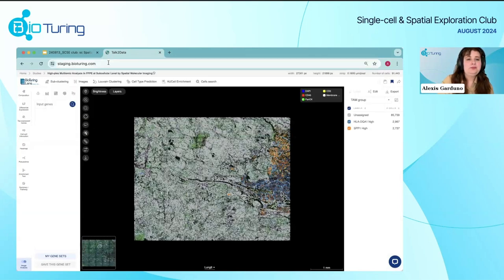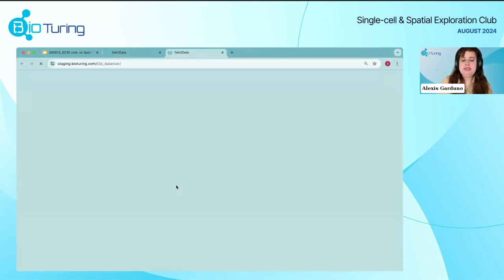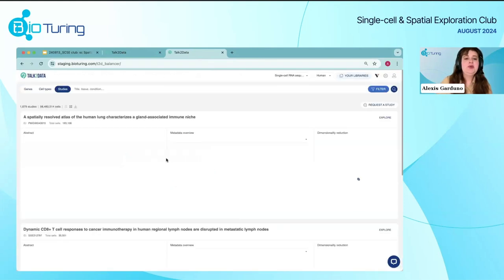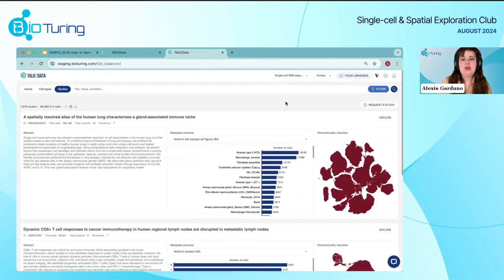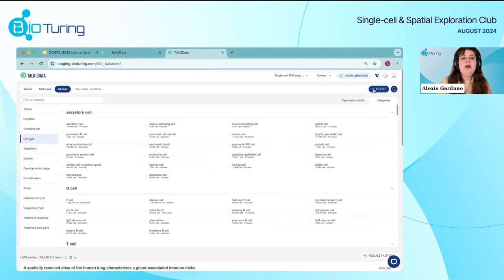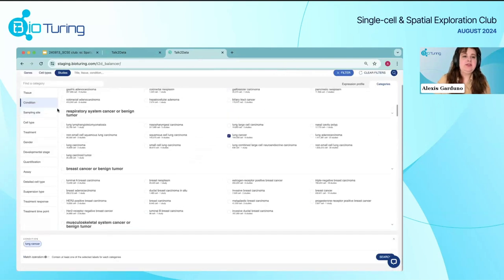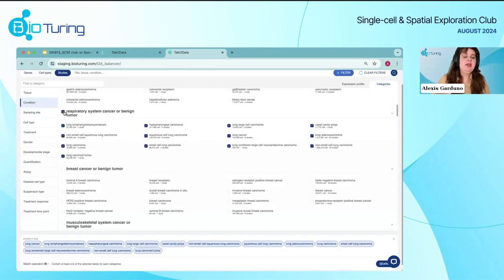Okay. We'll go into the talk to data and we'll try to filter these studies here. So in order to do this, we'll go into the talk to data system, the single cell RNA-seq in human. We'll go into the filtering tabs where we can select the condition. So I'll select lung cancer here, just so I'm able to identify all those different data sets. So I'll select all of the lung cancer subtypes under the respiratory disease system.